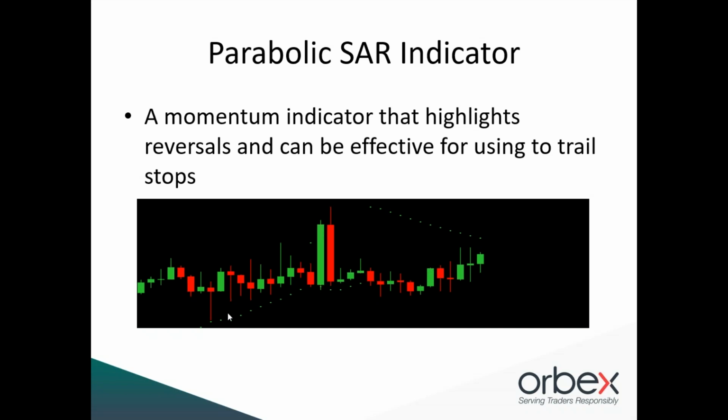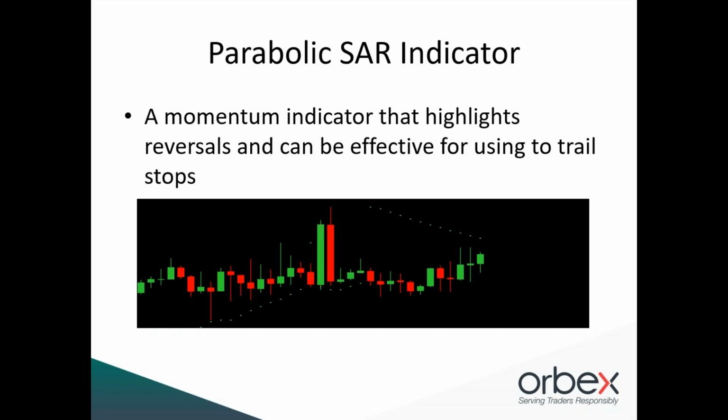Similarly, where the dots are below price, this means that price is in a bullish trend and price would have to close below one of those dots to signal a bearish reversal. So the indicator is essentially telling us the point that price would need to move to confirm a reversal. And this can be a really fantastic tool for helping us capture reversals in the market, but it can also be an extremely effective trade management tool for helping traders find areas to trail their stops.